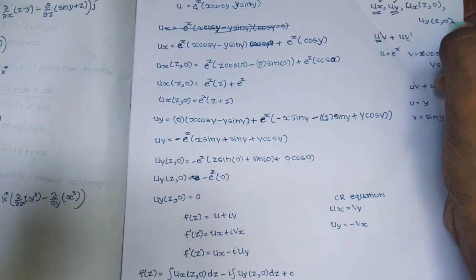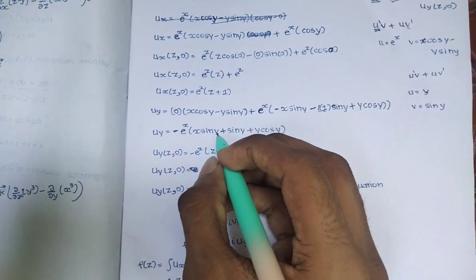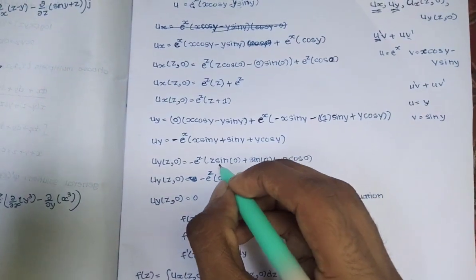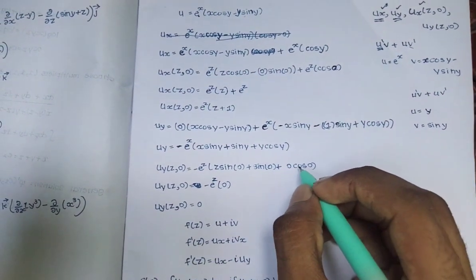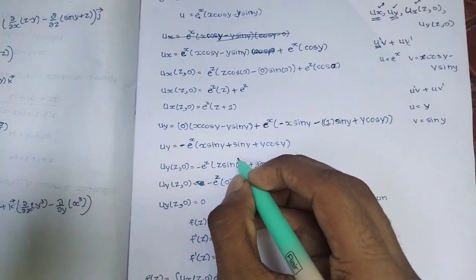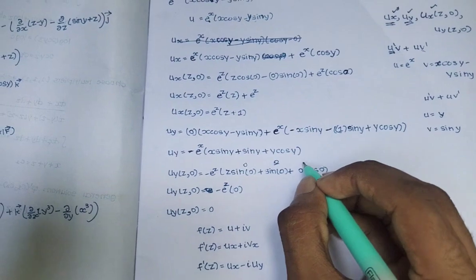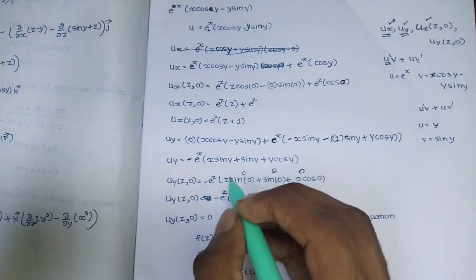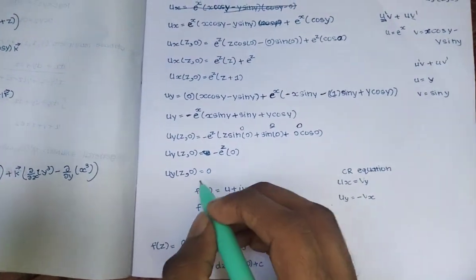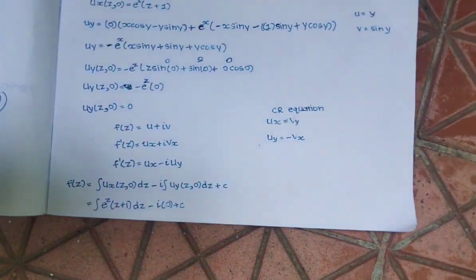We want to find u_y(z,0), so wherever x is there, substitute z, wherever y is there, substitute 0. We get minus e^z into z sin 0 plus sin 0 plus 0 into cos 0. Inside the bracket we fully get 0, because sin 0 is 0 and 0 into cos 0 is 0 anyway. So e^0 into 0 is also 0. Now we found all four things.